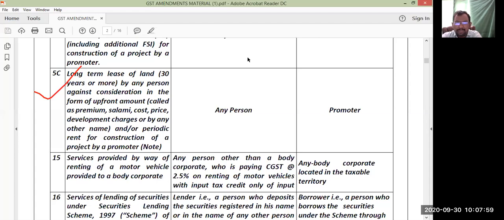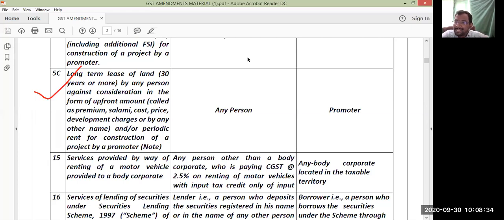So, long-term lease of land, 30 years or more by any person, against consideration in the form of upfront amount. So what do you mean by upfront amount? It's a kind of one-time premium payable. Instead of paying the premiums on a monthly basis or periodically, we can make the payment of the entire premium in a single payment. Whenever you are paying the one-time premium, you will get certain concession.